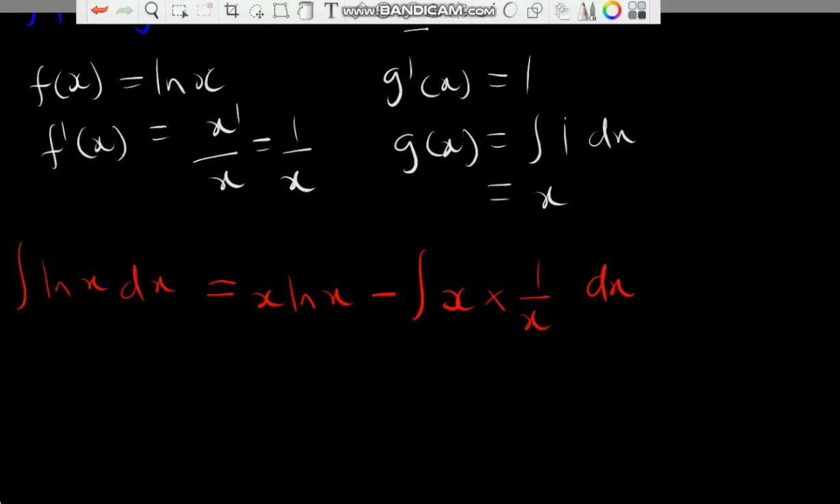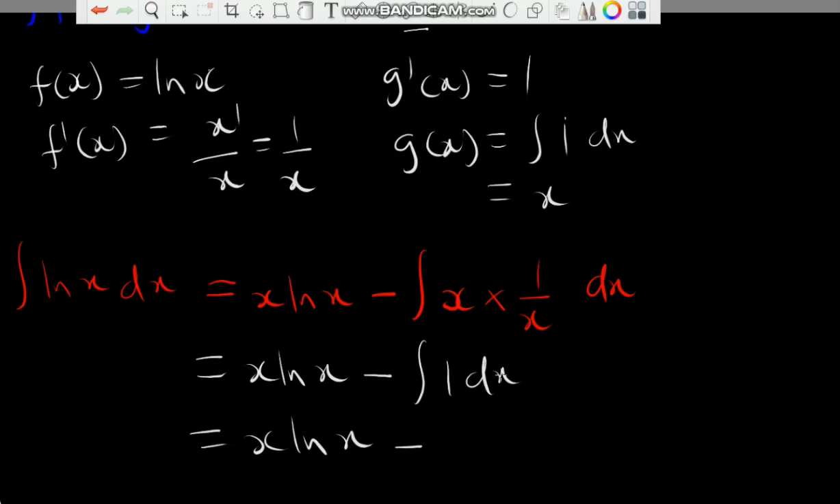So from here I have this equal to x times ln of x minus the antiderivative of x over x dx. This will cancel out at the end, and I have 1. So let me erase this and make it the antiderivative of 1 dx. This will give me x times the natural log of x minus the antiderivative of 1, which gives x plus c. So at the end this will be our final answer.